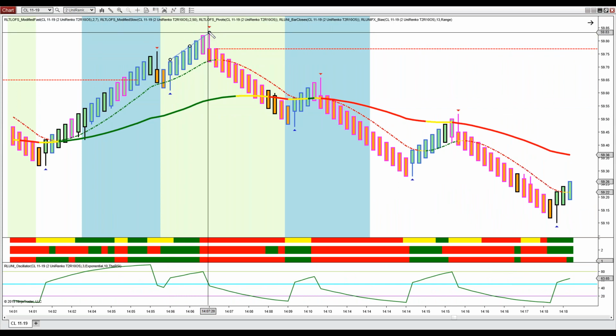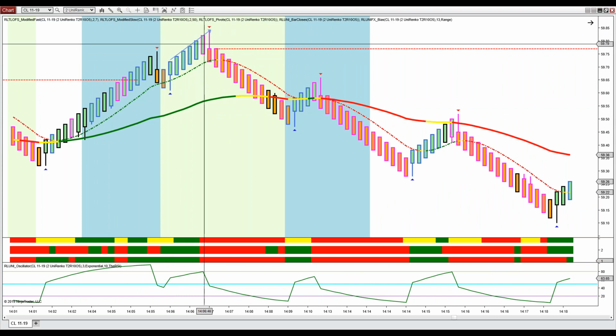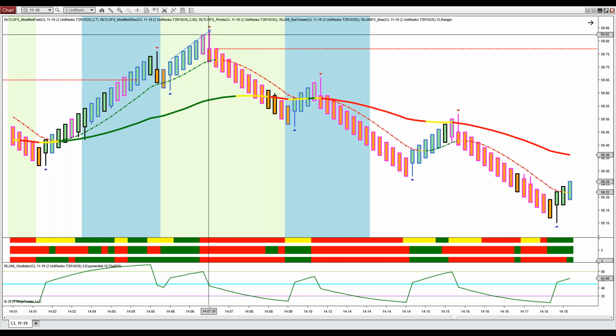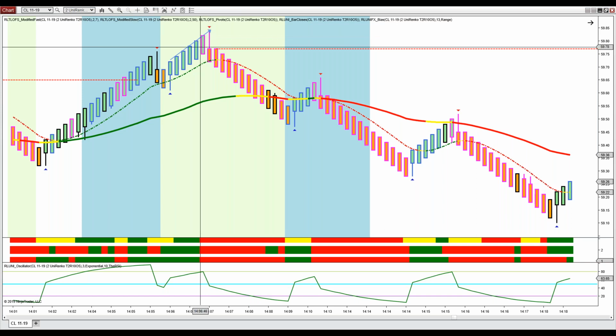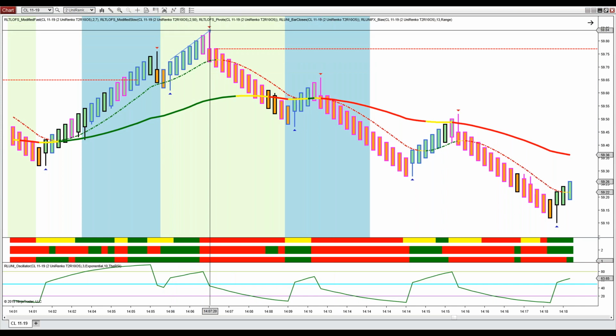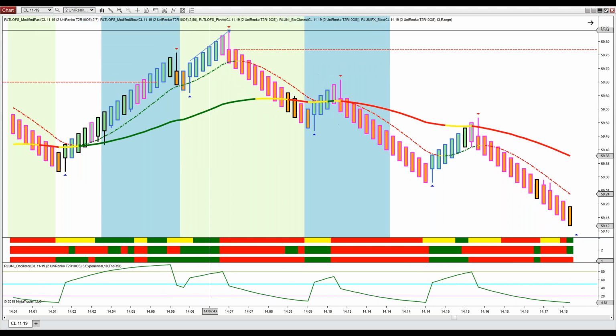Here it is again, and that is absolutely a first target. At least for me, it is. On crude oil, I'm looking for a 7 tick first target, and that is an easy 7. And I'm looking for a big runner, but that's going to lock in profit and bring my stop to break even.